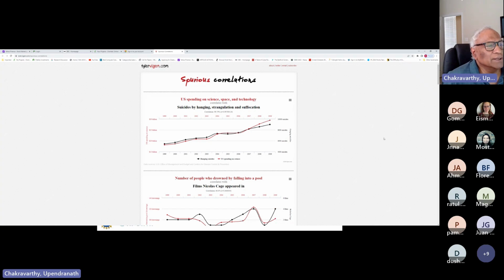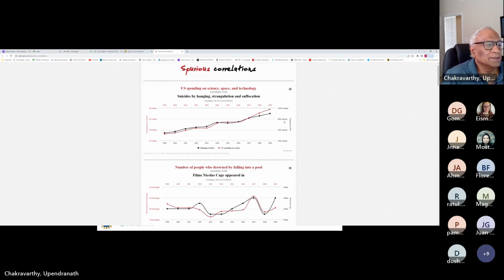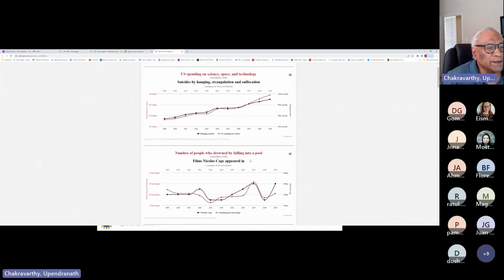And I want you to look at this. US spending on science, space, and technology correlates with suicides by hanging, strangulation, and suffocation. So this is what correlation gives you, and you should not interpret this as causality. For this, it's obvious, but for others, it may not be obvious. Same thing here, number of people who drowned by falling into a pool correlates with films Nicolas Cage appeared in. Okay, that's it. So you get the picture.